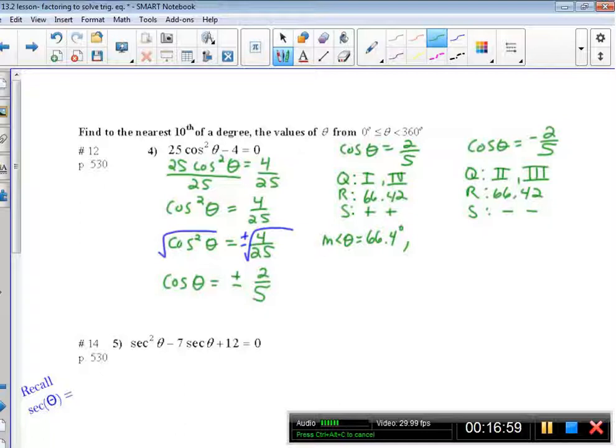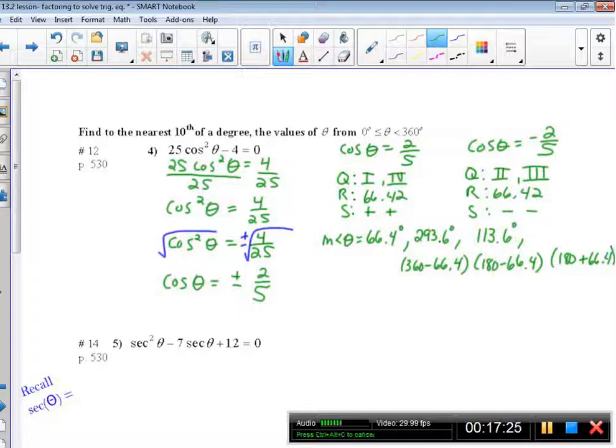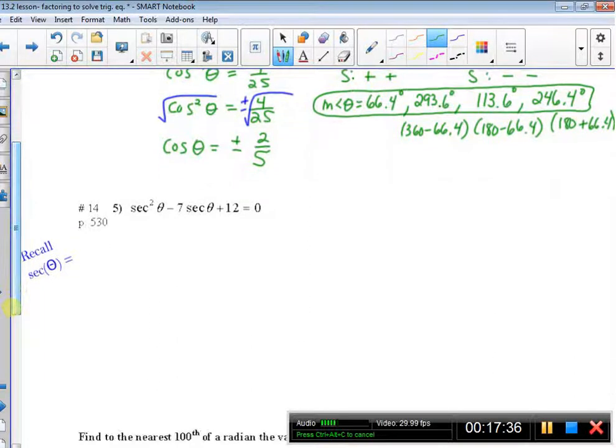For quadrant 4, it would be 360 minus 66.4 degrees, which is 293.6. For quadrant 2, I'm doing 180 minus 66.4, which is going to be 113.6. And for quadrant 3, I'm doing 180 plus 66.4, which is 246.4. So those are those answers. Okay, next one, secant squared.